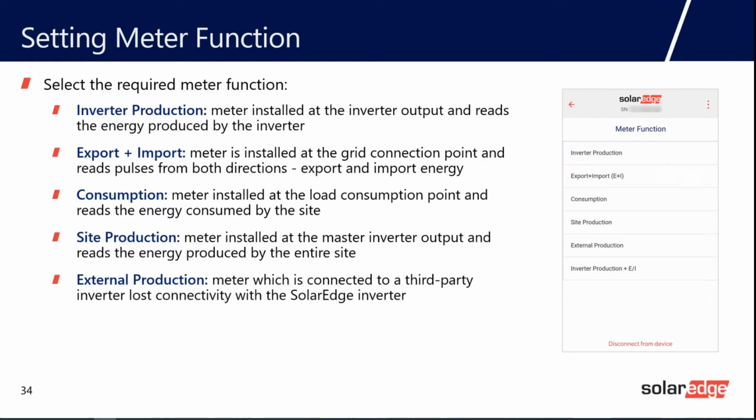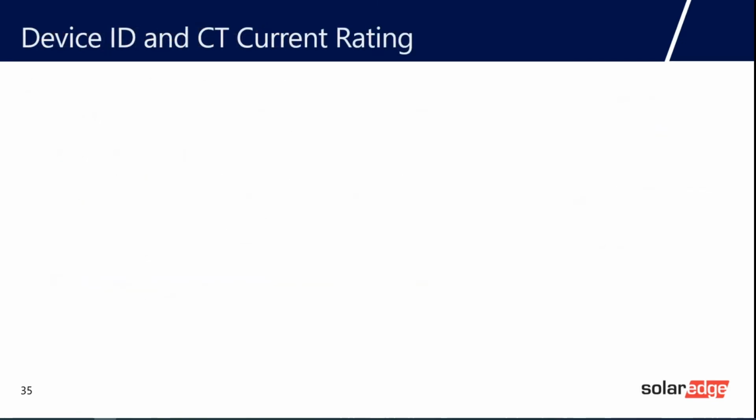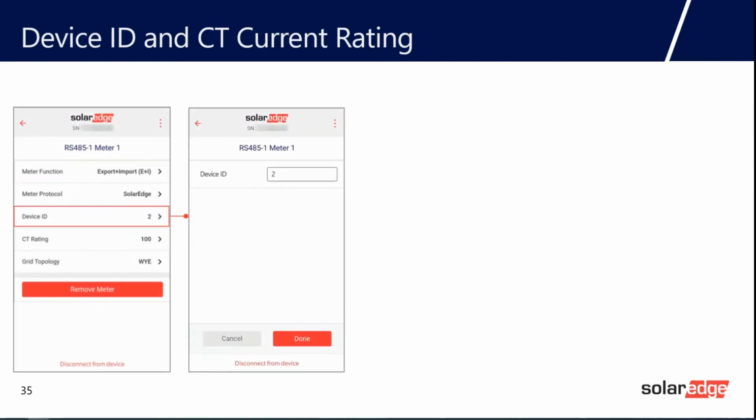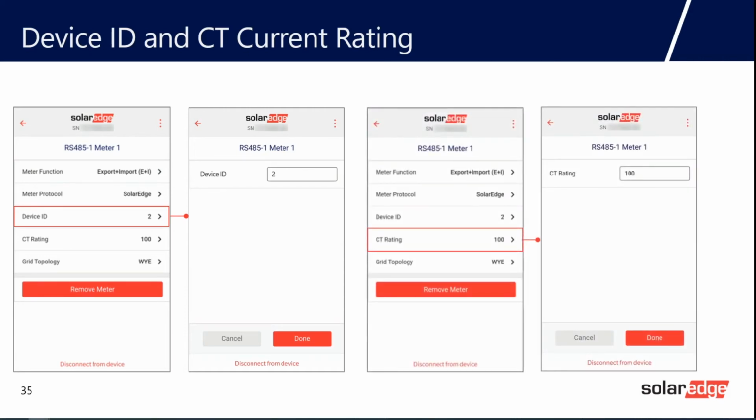And now, if needed, let's configure the device ID and the CT current rating. To configure the device ID, from the RS485-1 Meter 1 screen, select Device ID, and enter the device ID number. To configure the CT rating, from the RS485-1 Meter 1 screen, select CT Rating, and enter the CT rating, as shown on the label of the current transformer.